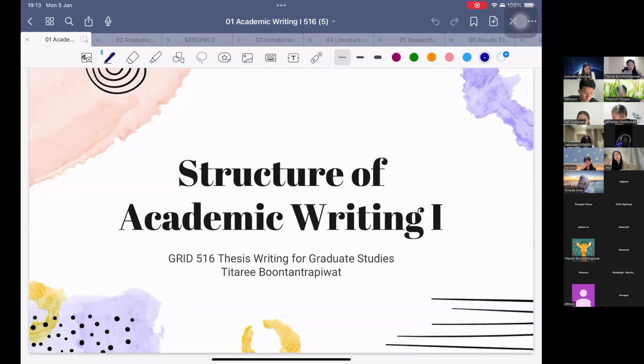This one would be called the structures of academic writing one. Academic writing one focuses on how to write the paragraph and essay. So the structure of paragraph and essay, because a lot of you are first timers. So just in case, make sure that you compose a good paragraph. So let's start from the foundations.